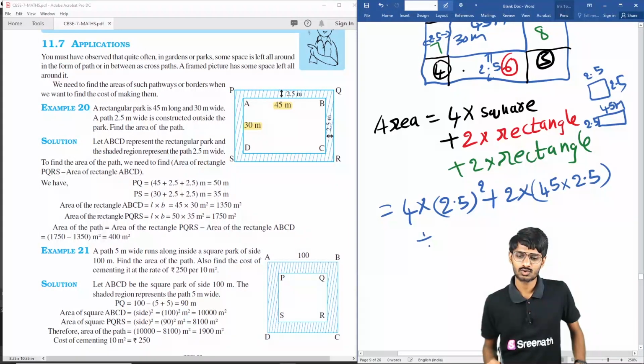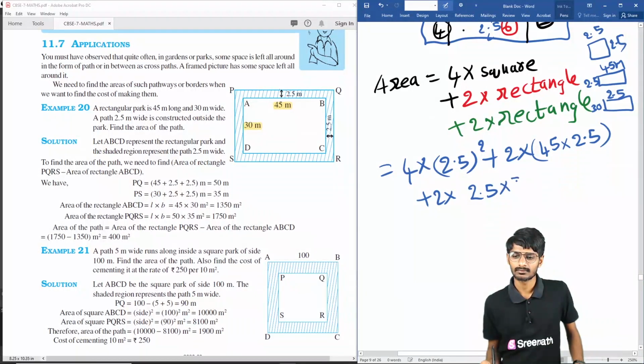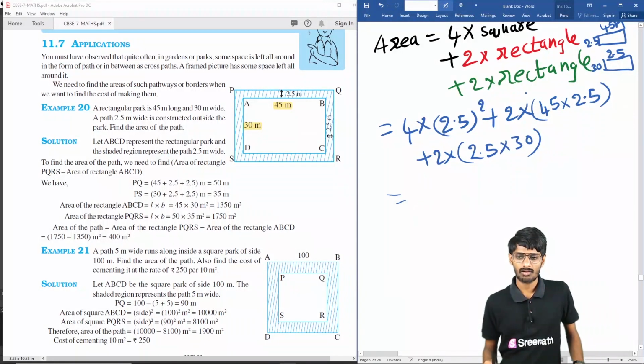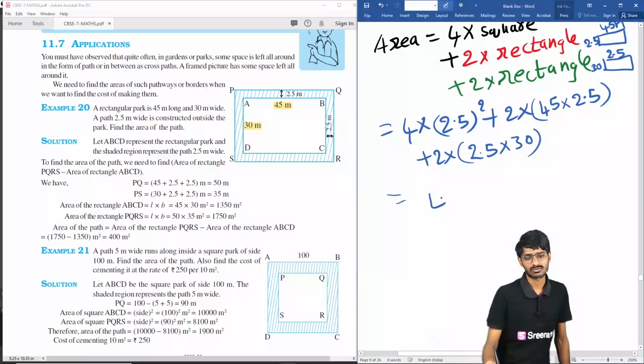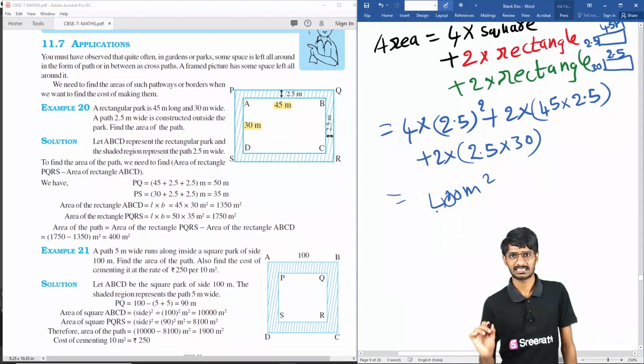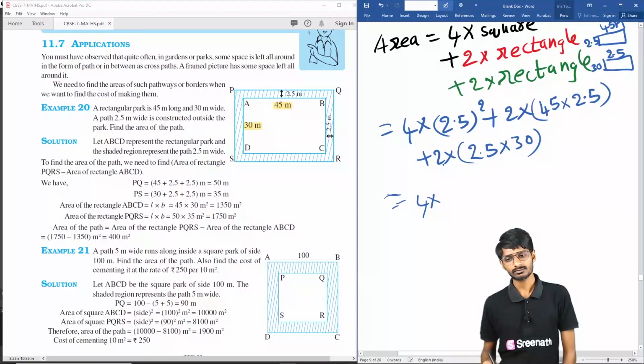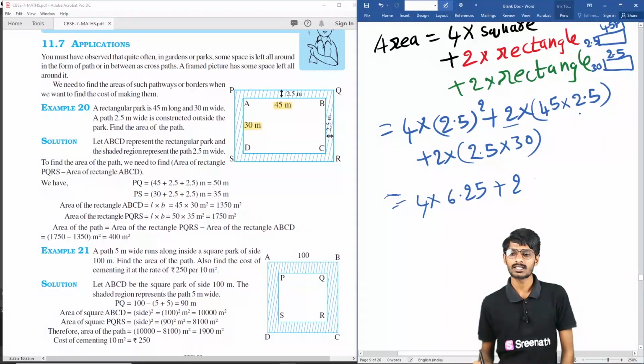Next, 2 into, again there is a small rectangle, whose width is 2.5 but whose length is 30 meters. So it is 2.5 into 30. If you multiply all these things, you will get the answer as 400 meters square, students. That's it. So I will help you to solve this. It is 4 into 2.5 squared, which is 6.25, plus 2 into, here also the same, 2.5 is there, 2.5 is there, simply it is 2 into 2.5, which is 5, into 45, plus 2 into 2.5, so 5 into 30.